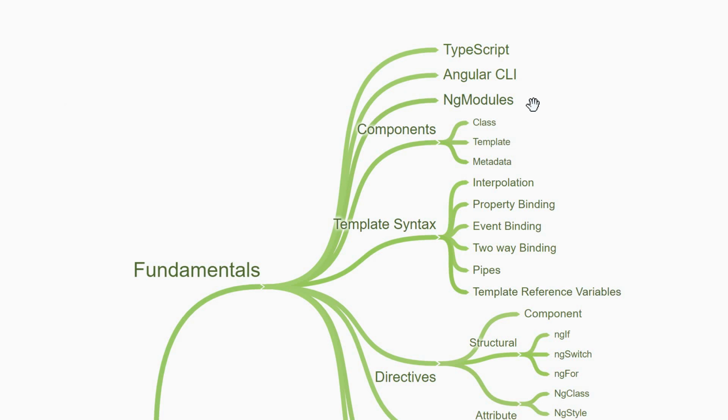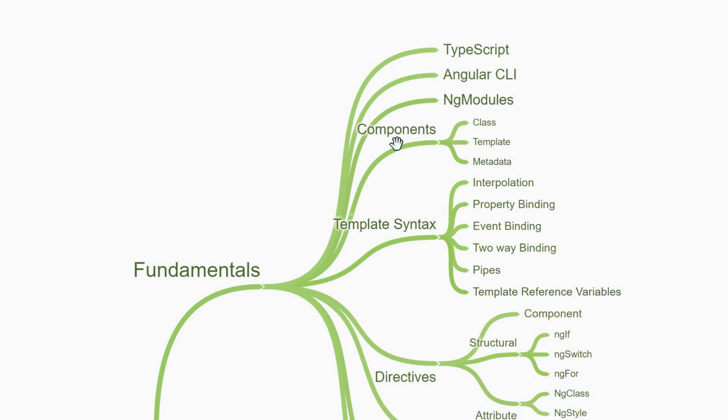For example, if you're building an e-commerce app, you would have one feature module for users, one feature module for products, one for checkout, and so on. So basically, ng modules provide a compilation context for components, which brings us to our next concept. Angular has a component-based architecture.